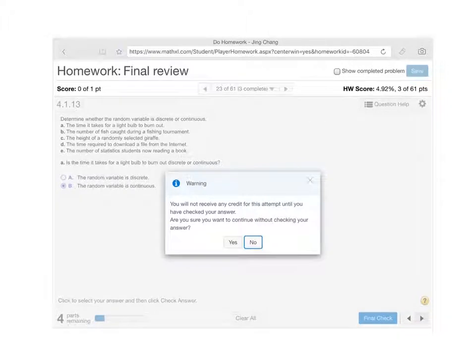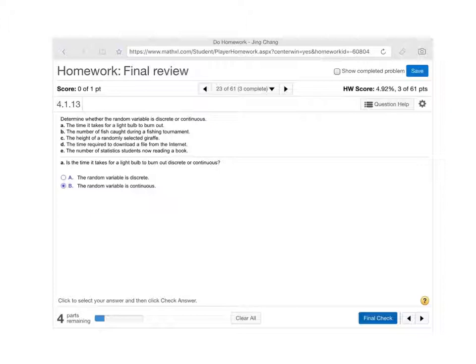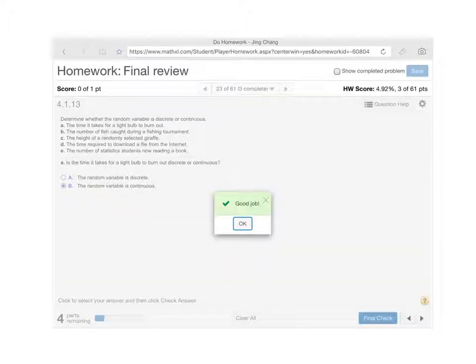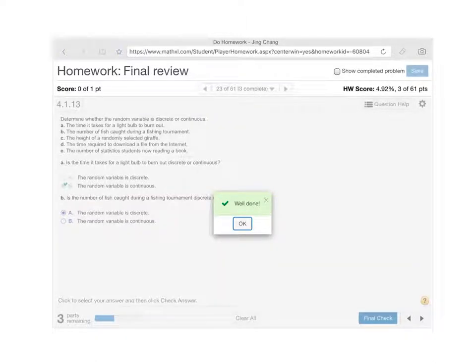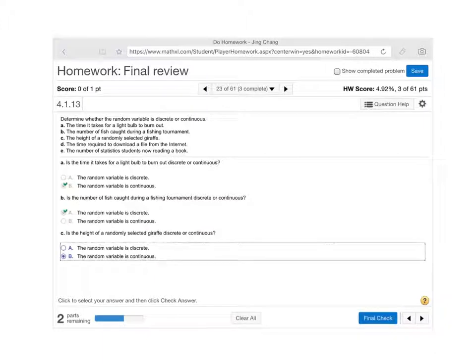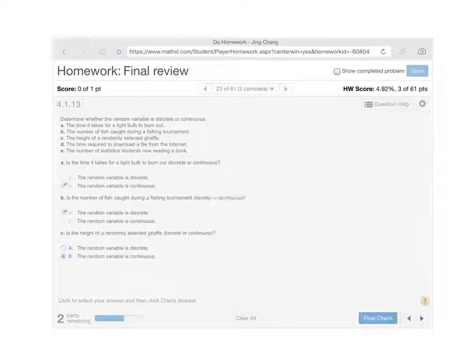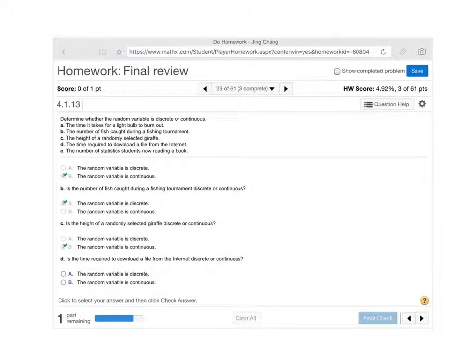And then, okay, so the number of fish caught during a fishing tournament, that's discrete, because you can count the fish 1, 2, 3, 4 fish. There's no 3.01 fish, right? It has to be a whole number. And then the height is continuous, since it can be anything between a range. It doesn't have to be a whole number.